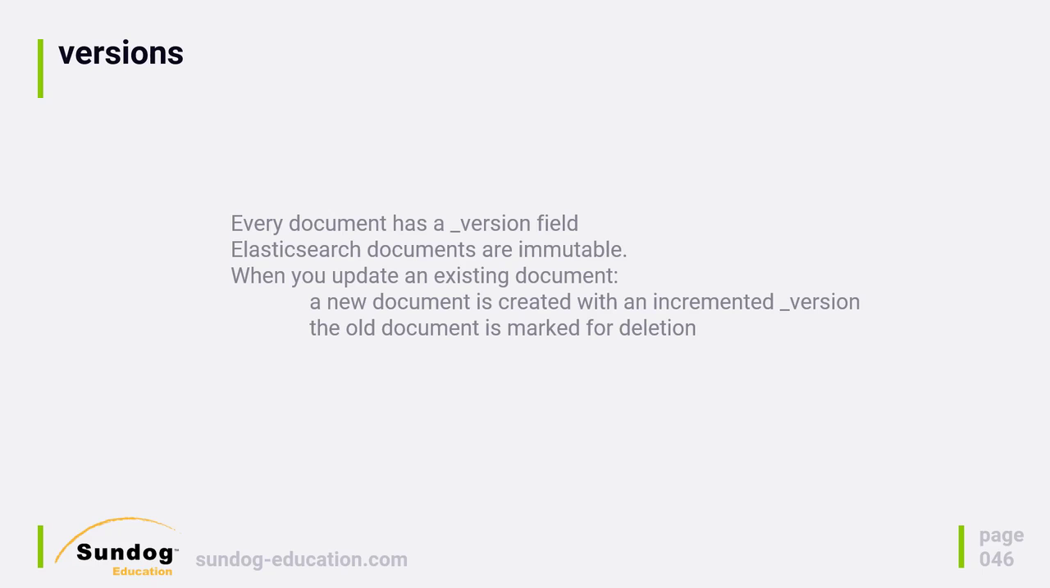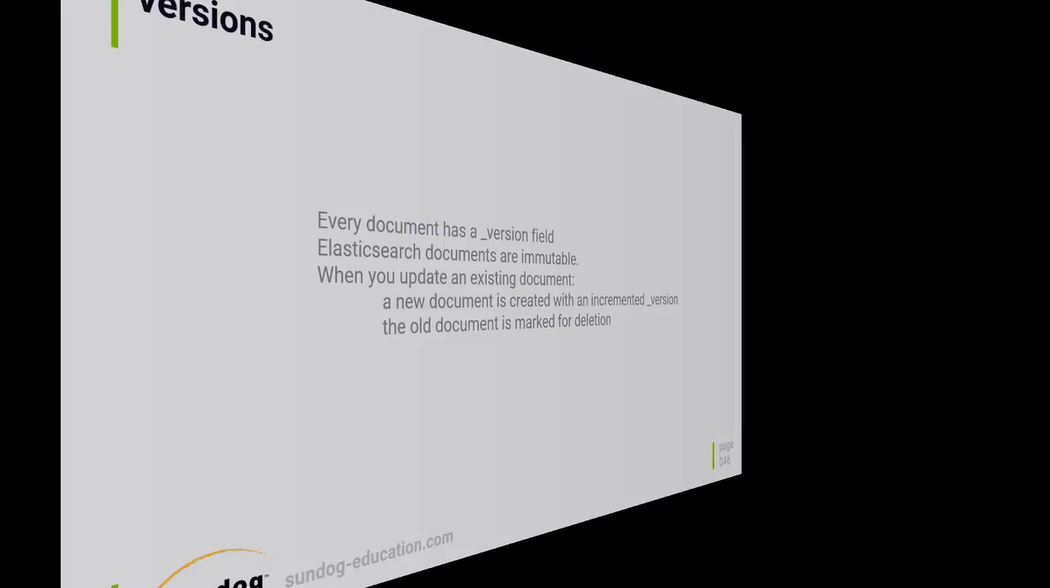So you can have multiple versions of a given document, and Elasticsearch will automatically use the most recent version that you've created. When you do an update request on Elasticsearch, what really happens is an entirely new document gets created with an incremented version number, and then the old document gets marked for deletion. And when Elasticsearch does its cleanup pass later on, whenever it feels like doing it, that old version will go away. Okay?